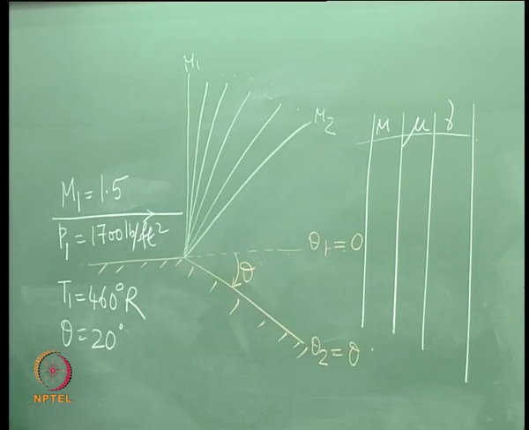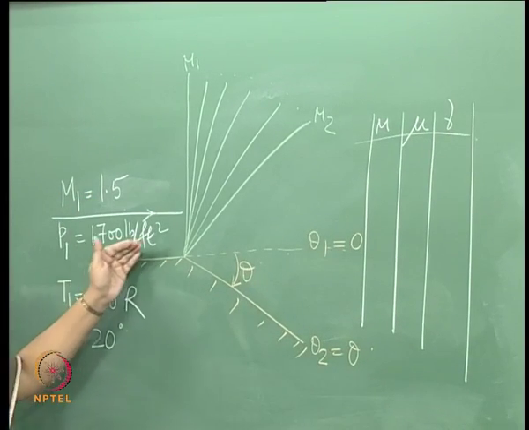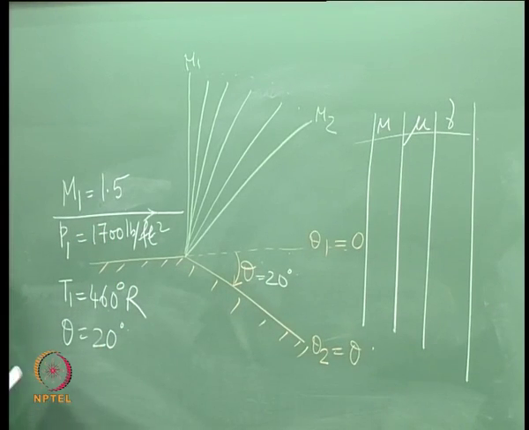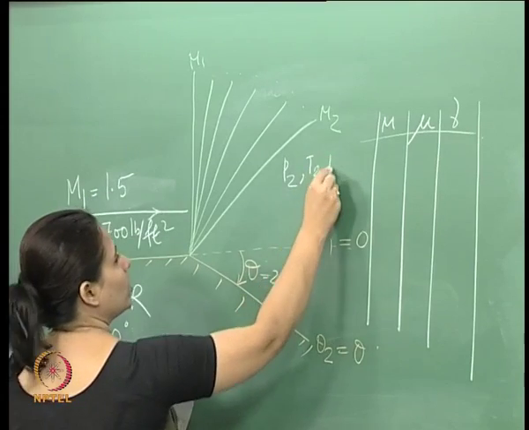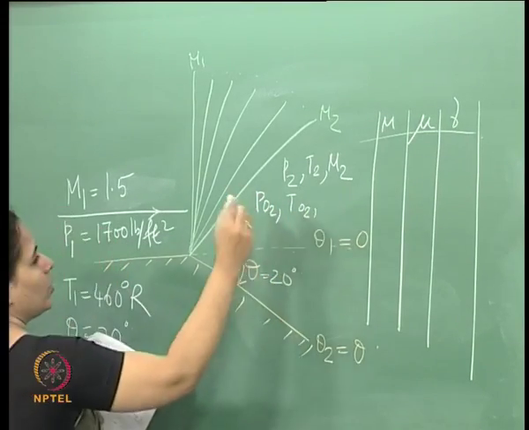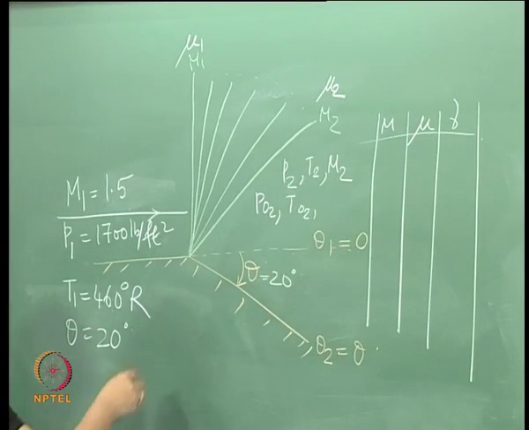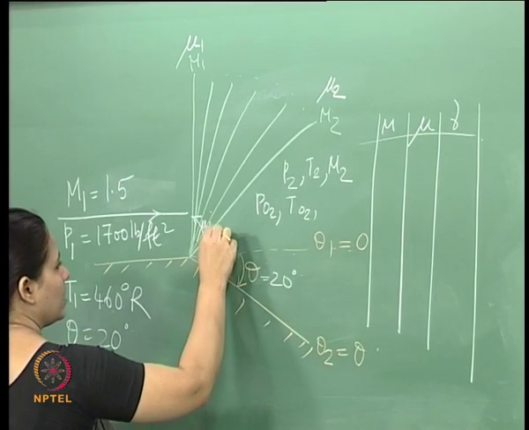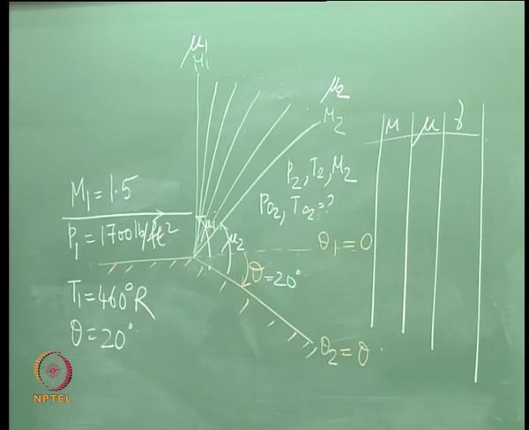Essentially, we have a flow which comes in with this Mach number, pressure and temperature, and it goes through an expansion corner, the angle of which is 20 degrees. This is region 2. What we are asked to find out is P2, T2, M2, stagnation conditions, and also the Mach wave angles mu1 and mu2. This is basically the problem.